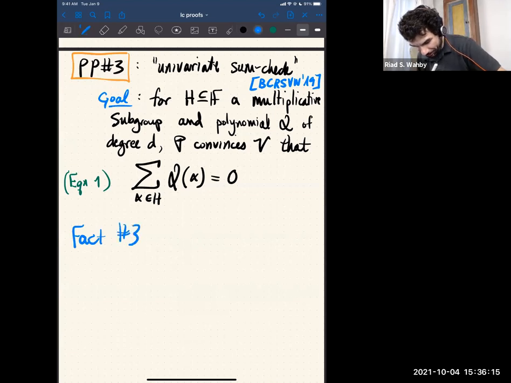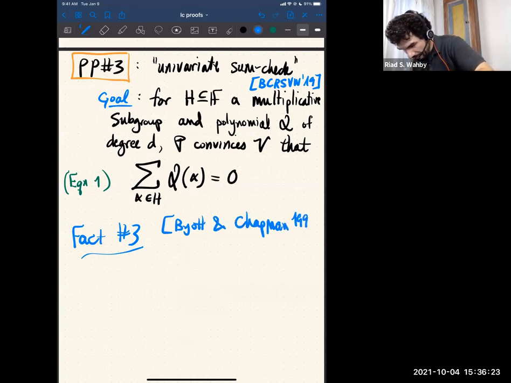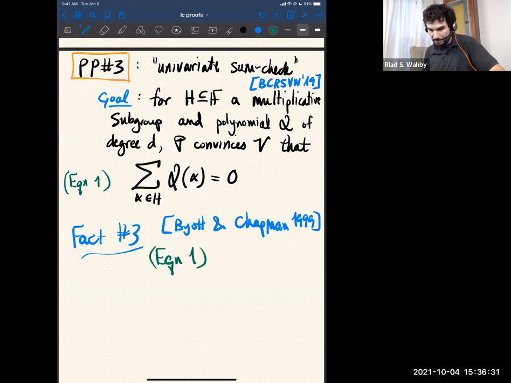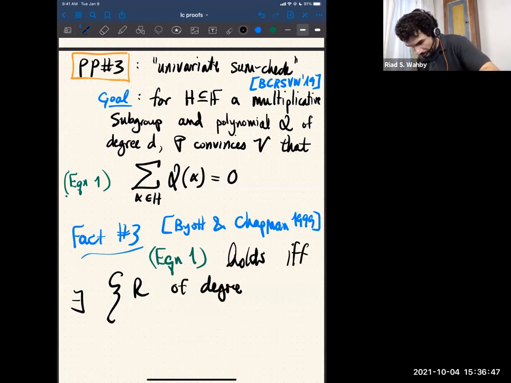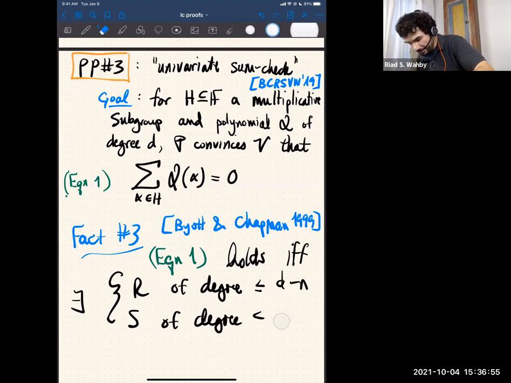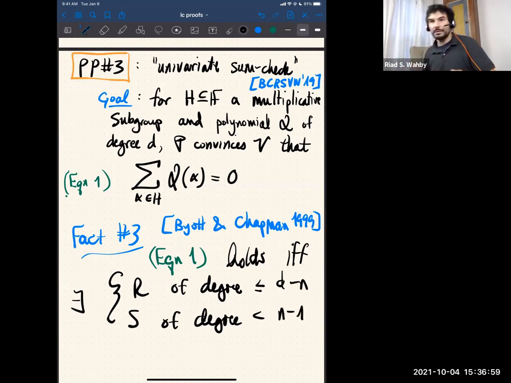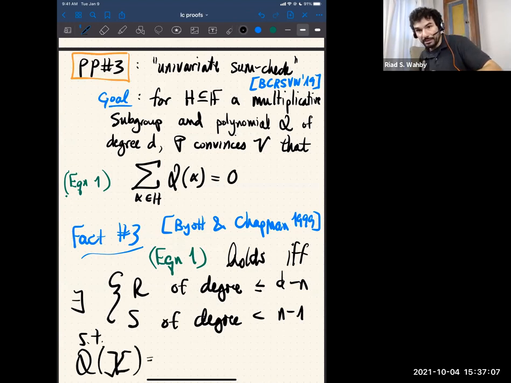Okay, and for this, we're going to need an interesting fact. We're going to call this fact number three, and this is due to Bootle and Chapman, 1999. This is a nice number theory paper. And that fact says this equation one holds if and only if there exist polynomials R of degree at most D minus N and S of degree strictly less than N minus one, such that we can factor Q in the following way. I'm going to write it down and then we'll talk through it.